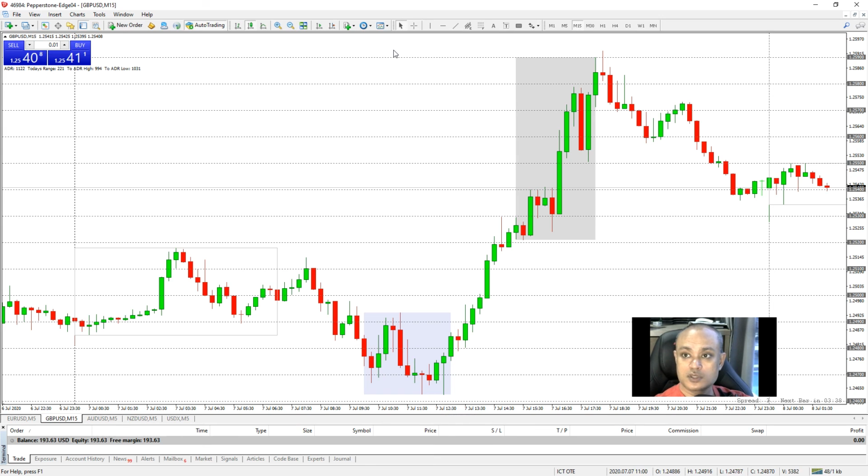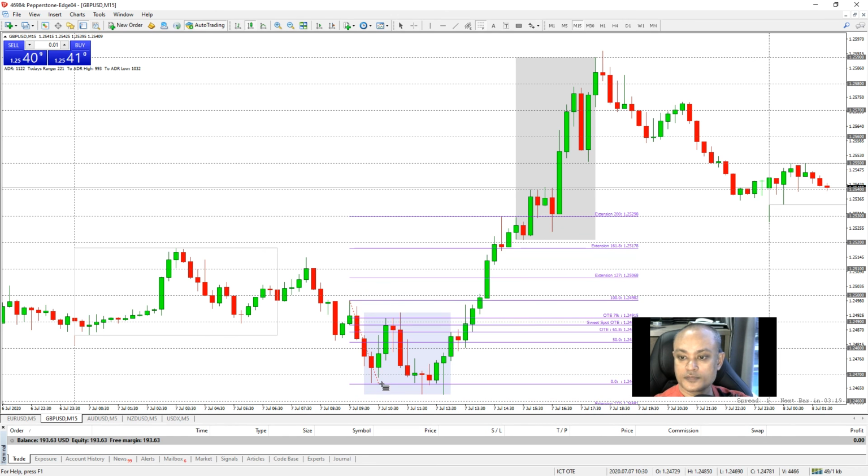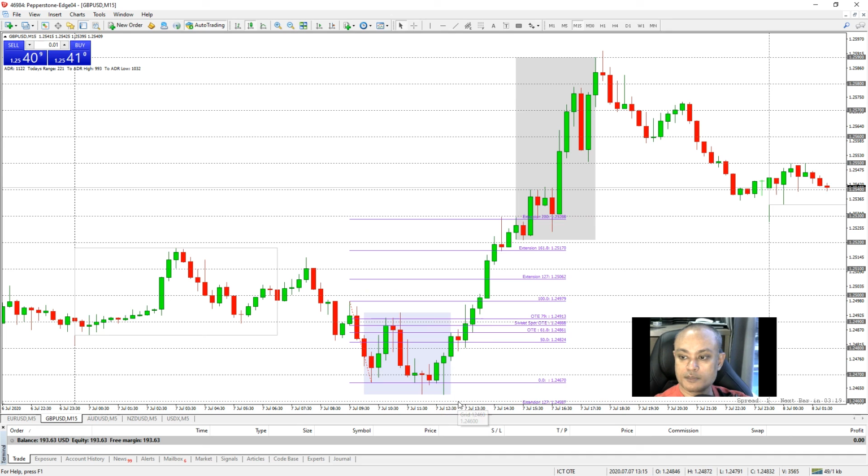In fact, this was a setup, not a big one. So let's just take a look whether this was actually a setup or not. So it was nicely there, but it didn't reach the extension, and usually I don't like it when the wicks are too long, but you see how that goes. So there you go. Sometimes changing the time frame helps in your visualization.